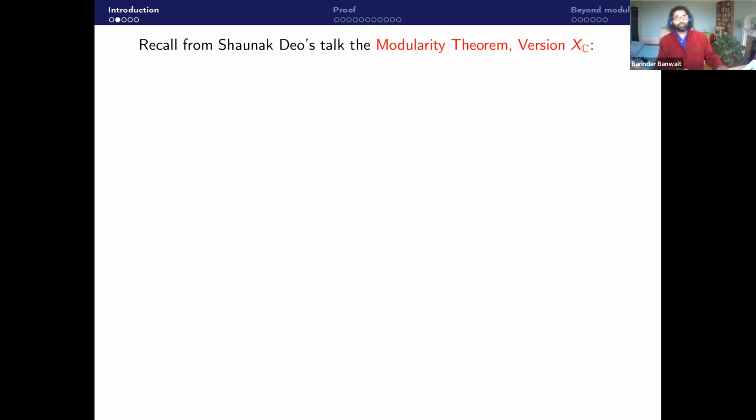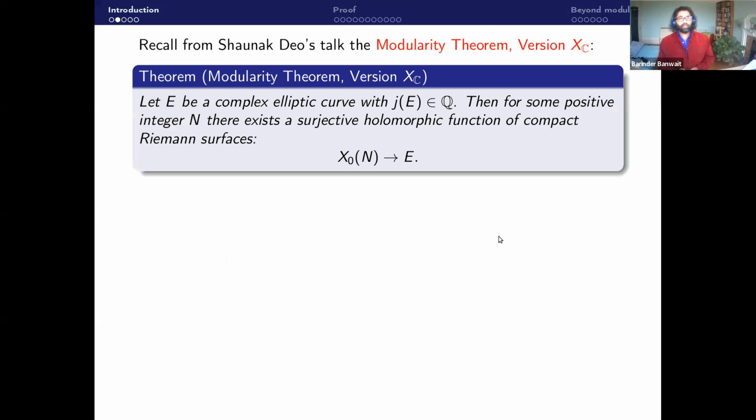This is going to be an expository talk, and I'll explain what exactly the goal is in this first section, the introduction. So let's recall from Shonak's talk the modularity theorem version XC, which is what it was called in that talk. This is also how it's called in the book by Diamond and Shurman. So if you have a complex elliptic curve E, whose j-invariant is rational, so basically an elliptic curve over Q, but we're pretending it's over the complex numbers, then there is some integer n such that there is a surjective holomorphic map of compact Riemann surfaces from the modular curve X_0(n) onto E.